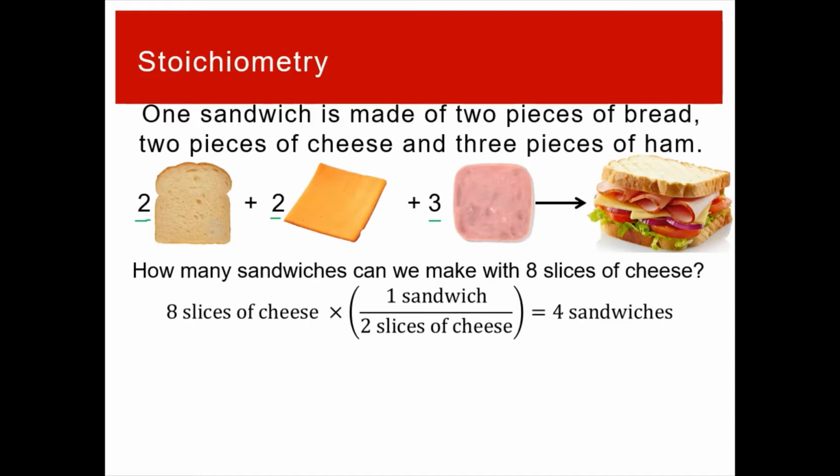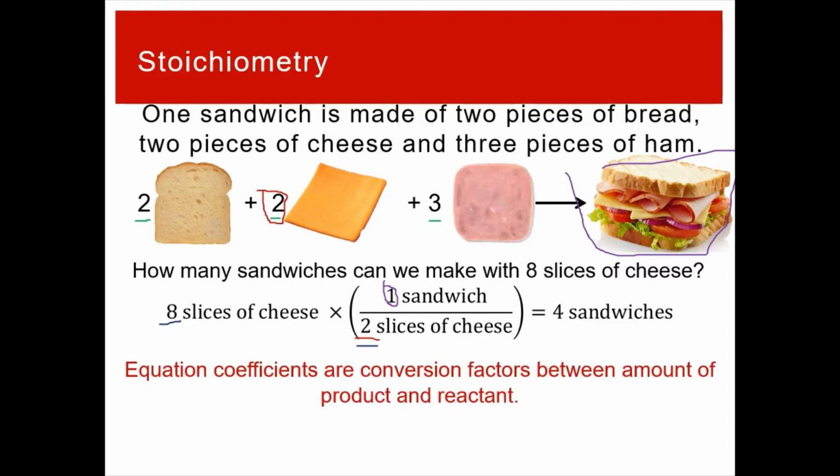We know that based off the coefficients, there are 2 pieces of cheese for every 1 sandwich. And so what we are functionally doing is taking the 8 slices of cheese that we started with and dividing them by this 2 slices of cheese per sandwich, telling us that we will make 4 sandwiches. So these coefficients in front of those numbers allow us to do conversions between amounts of product and reactant, or ingredients and output sandwiches.